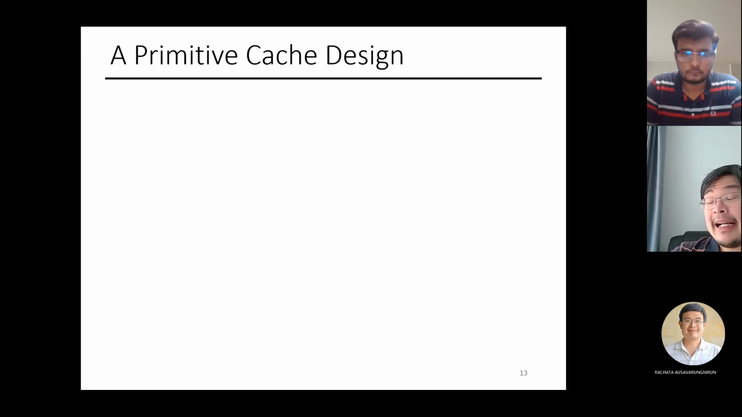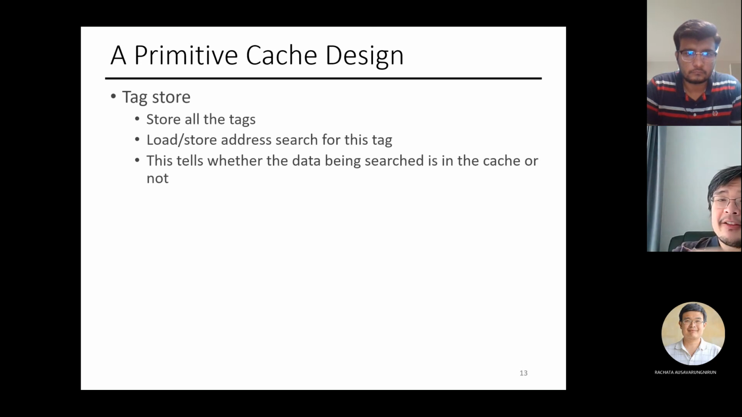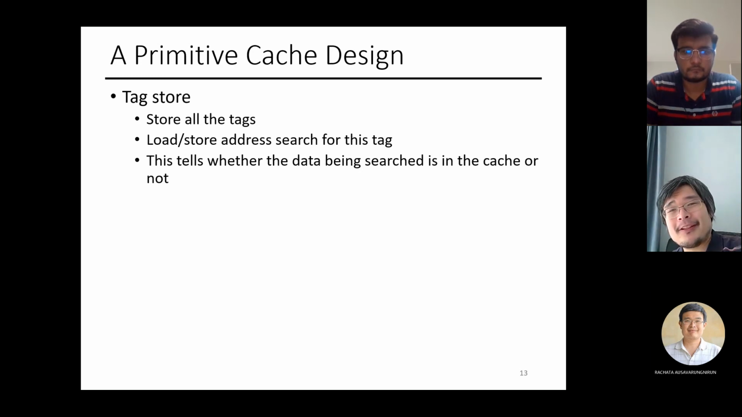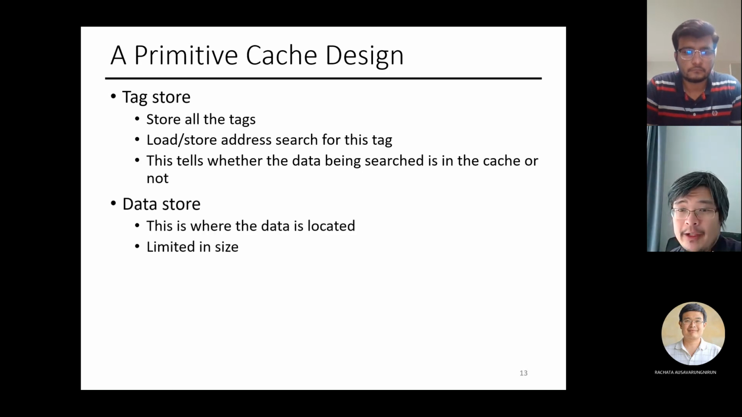So a primitive cache design would consist of two main elements. There's a tag store, right? The tag store basically stores every piece of information that is related to the cache block. You store, hey, what are the tags? Is my data there? The address associated with the tag, right? These are used to tell whether your data is there or not. And there's also the data store, right? The data store is where you store data. So this would be self-explanatory. If there's no data store, the cache can still be useful in some cases.